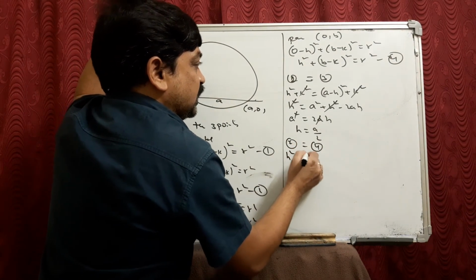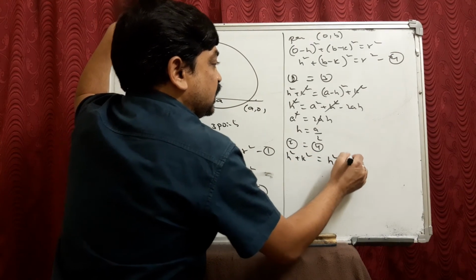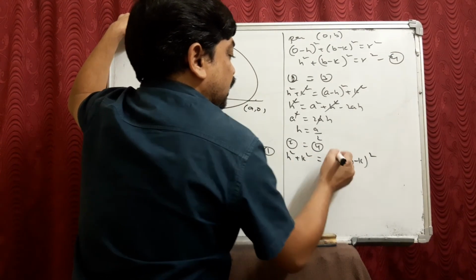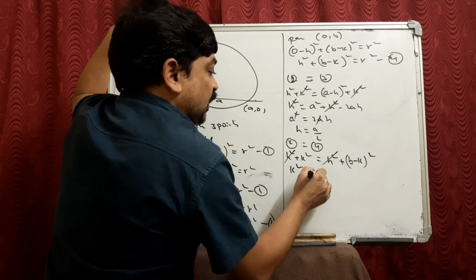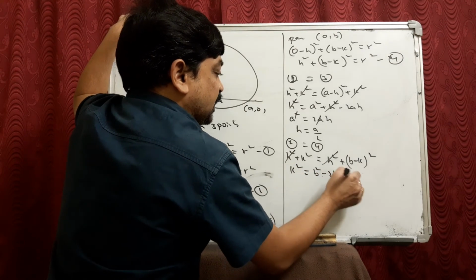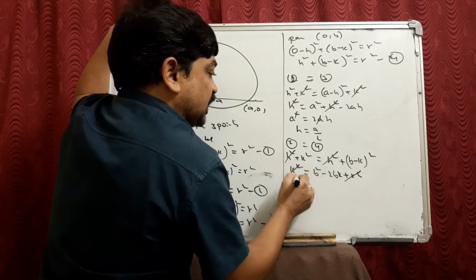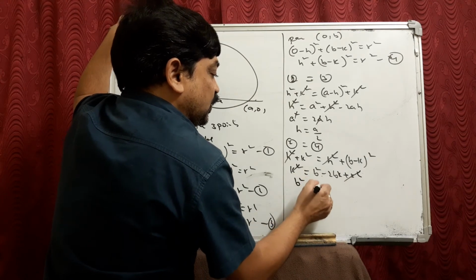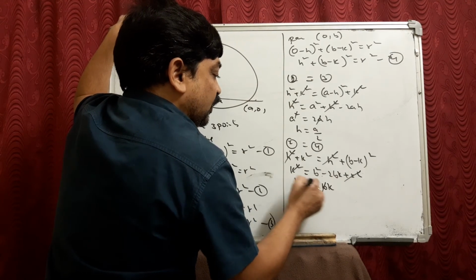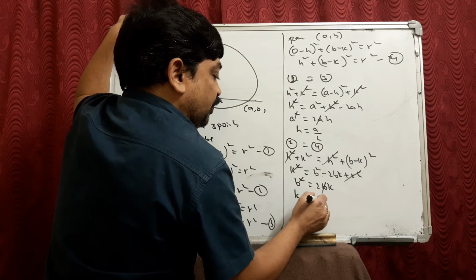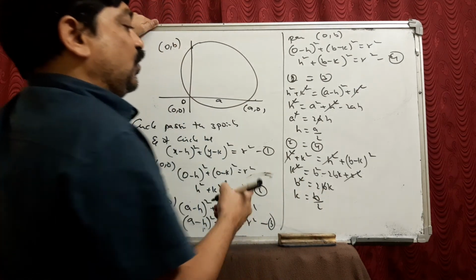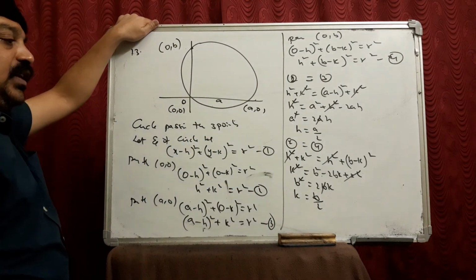h square plus k square equal to h square plus b minus k whole square. H square gets cancelled. It becomes b square minus 2bk plus k square. K square gets cancelled. B square equal to 2bk. One of the b gets cancelled. K equal to b by 2. You got the h value, k value.